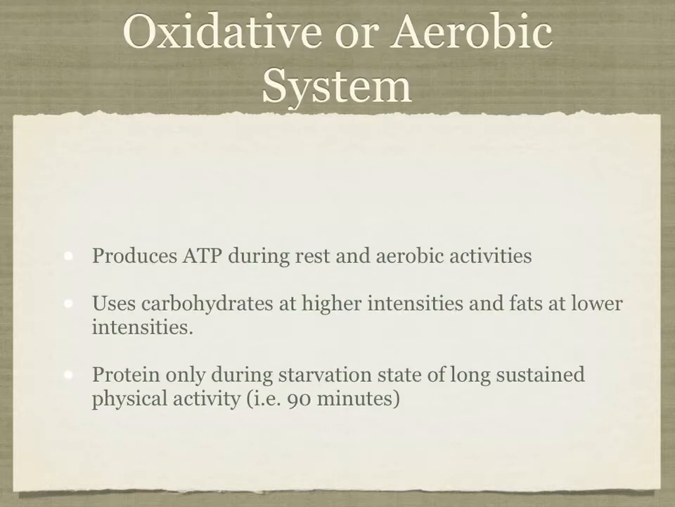So the oxidative, or the aerobic, energy system is where we produce ATP in the presence of oxygen. The oxidative system fuels our exercise, or fuels our body's needs for ATP, at rest and with submaximal aerobic types of activities. They will use primarily carbohydrates, glucose or glycogen, as well as fats. The fats are used at lower intensities for energy substrates, and protein is rarely used. It's usually if it's an extended bout of exercise or a person's in a low energy state.